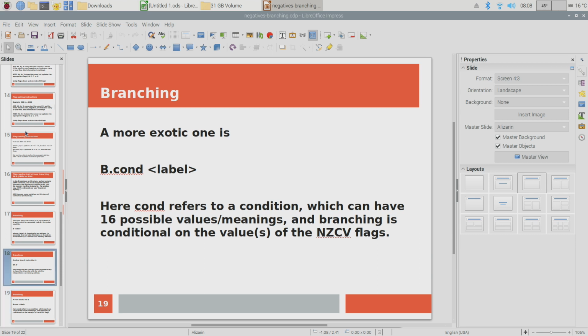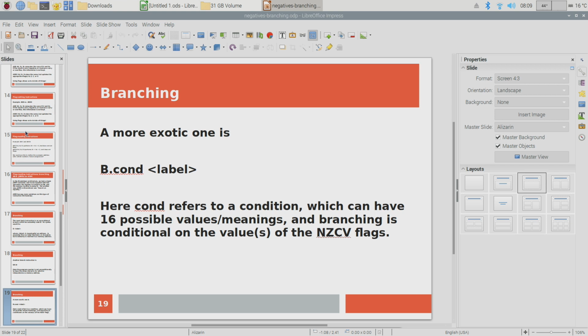Okay, and so the real interesting stuff will be the branch with a condition. The dot cond here is going to stand for one of 16 different options that you could use. So it's the condition. We'll talk about all those varieties in a moment. Those are going to be conditional on the value or values of the NZCV flags. Some of the conditions look at more than one flag, others only look at one flag. It just depends.